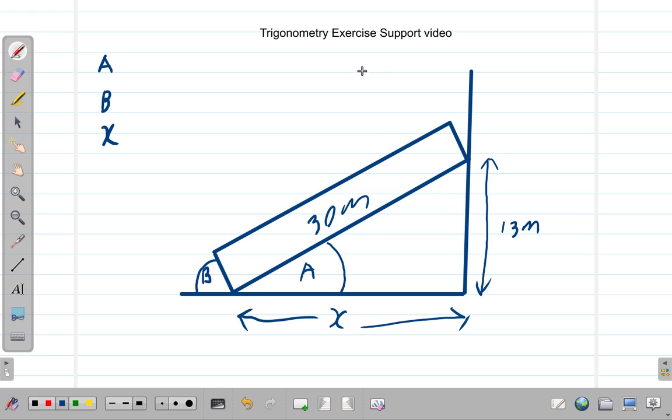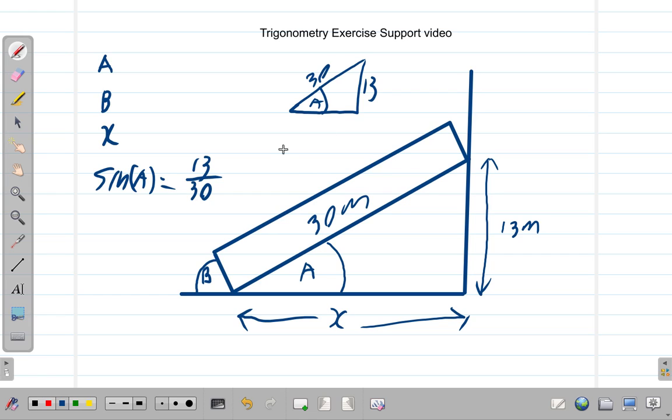This is really a triangle. If you consider this triangle, this is 30 and this is 13, and this is the angle A that you want. The side opposite to A is 13, because A is on the left of the triangle and the 13 is on the right, so they're on opposite sides. So you have opposite and hypotenuse. Therefore the sine of angle A is the opposite, 13, divided by the hypotenuse, 30.